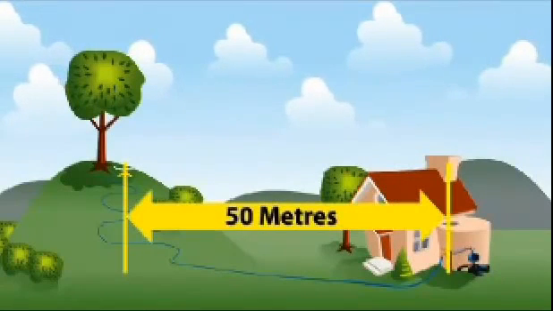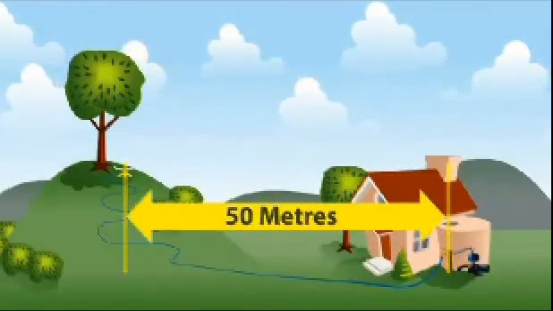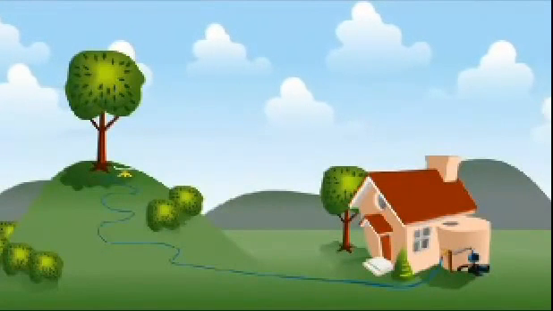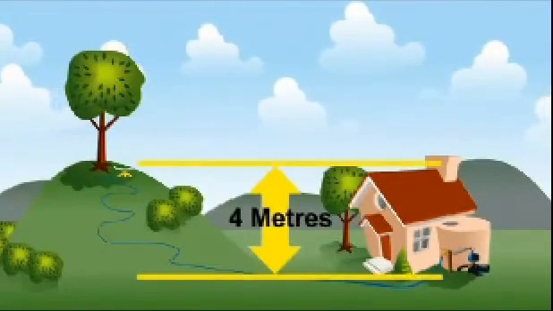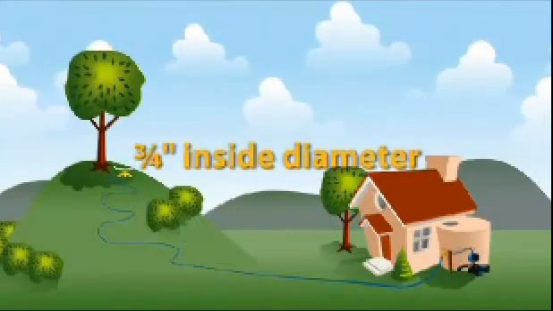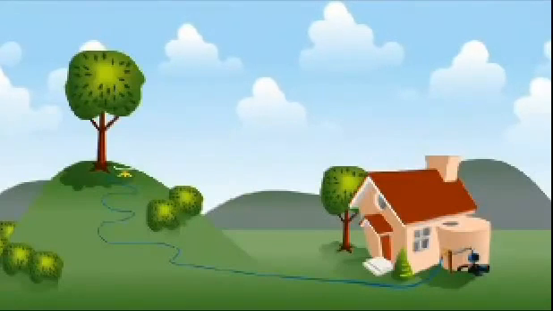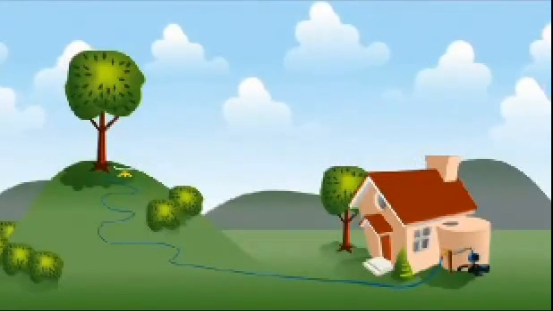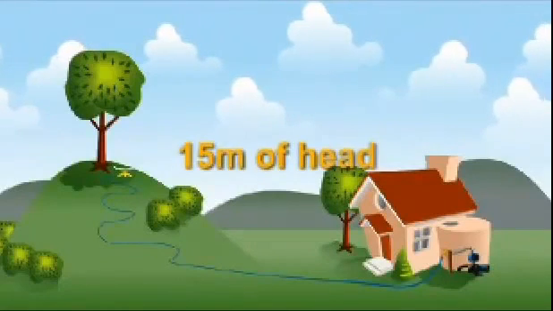From this point, she has 50 meters of pipework to the furthest sprinkler in her yard. This sprinkler is located at the top of the hill, which is 4 meters higher than the pump. The pipe she is using is 3/4 inch inside diameter, and she requires a flow rate of 45 liters per minute. The sprinkler has a demand pressure of 15 meters of head.